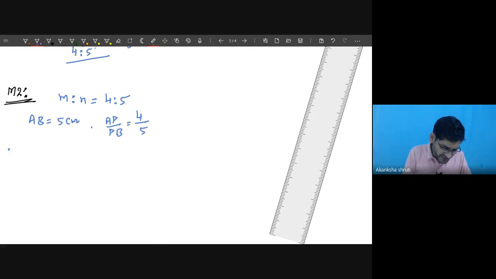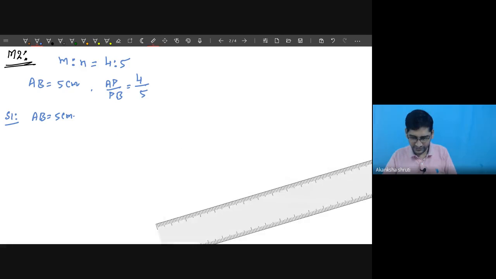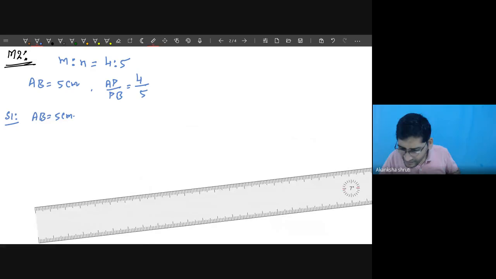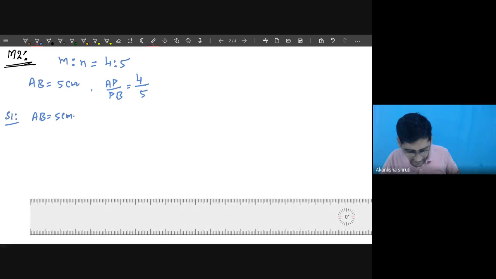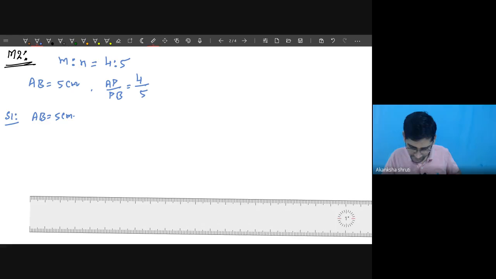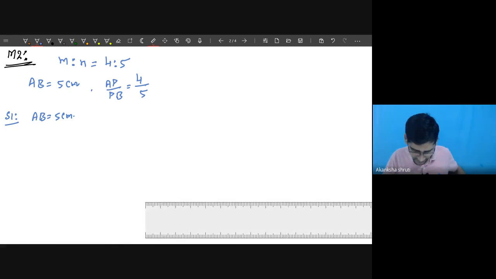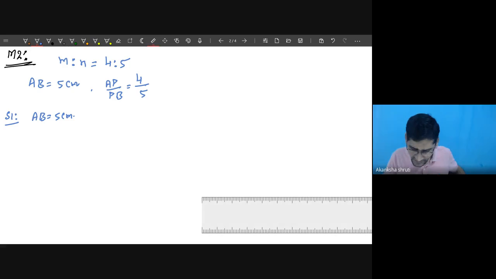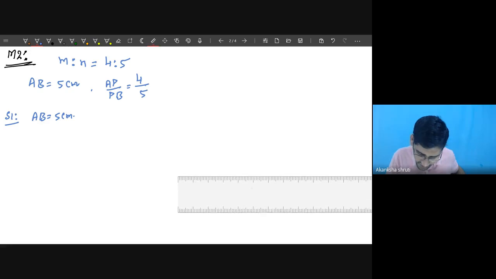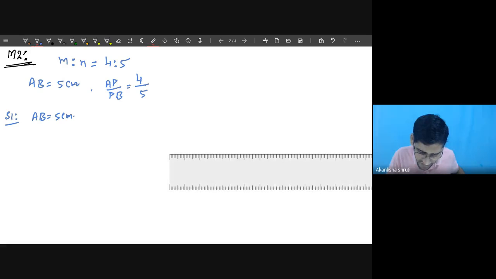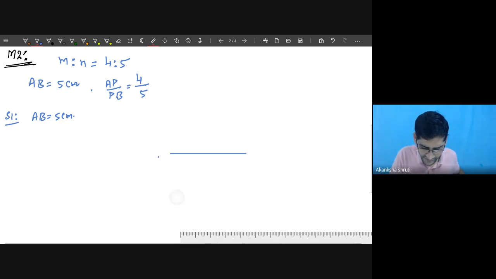Okay. So very first step, make AB equal to 5 centimeter. It is the first step. So let us take it 5 centimeter. So student, take it as the 5 centimeter. A, 1, 2, 3, 4, 5. It is my 5 centimeter. This 5 centimeter I have done.